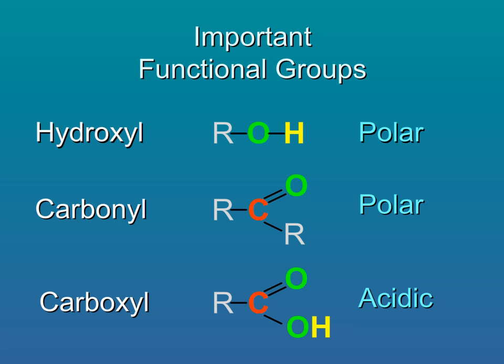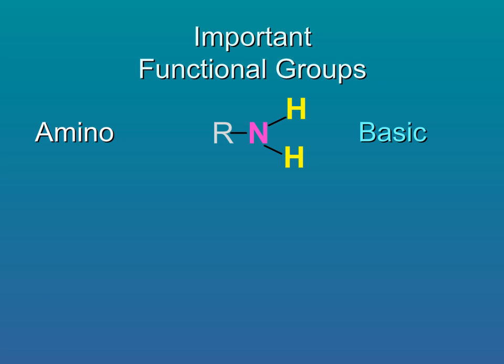Carboxyl consists of a carbon double bonded to an oxygen and single bonded to an oxygen with a hydrogen. This group tends to be acidic in solutions with a pH of 7, as the hydrogen dissociates from the molecule. The amino group has a nitrogen bonded with 2 hydrogen atoms. It tends to act as a base because it binds with hydrogen ions when in a solution with a pH of 7. Remember, if a substance decreases the hydrogen ions in a solution, it is a base.